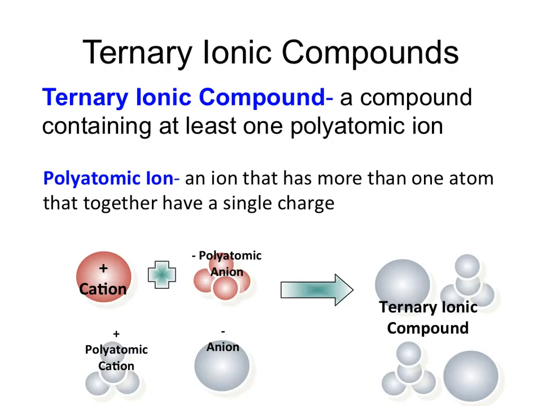Ternary ionic compounds are compounds that contain at least one polyatomic ion. A polyatomic ion is an ion that has more than one atom covalently bonded together with a single charge. Polyatomic ions are mostly anions, and they will be found in the latter half of an ionic compound most of the time, as seen in the first drawing. Occasionally, the polyatomic ion will be found in the front half, where we will be looking at the ammonium ion. It will be acting as a cation, and sometimes we'll see the polyatomic ion in both the cation and the anion position.